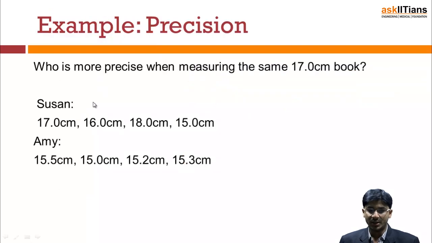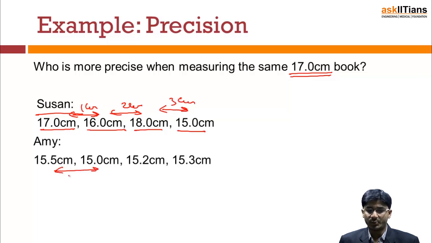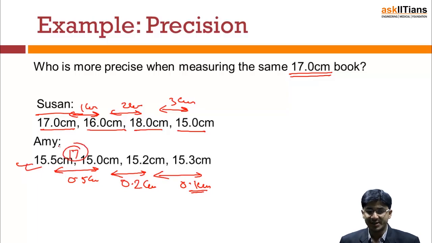Now, the same question, who is being more precise in this measurement of the 17 centimeter book? Now, Susan gets 17, 16, 18, 15. His values vary by 1 centimeter, then 2 centimeter, then 3 centimeter. If you see here, Amy's variance is 0.5 centimeter, then 0.2 centimeter, and then 0.1 centimeter. Obviously, these values are not close to 17, but we can see here that these values are very much close to each other. That means the series of measurements are very close. That's what I call precision.